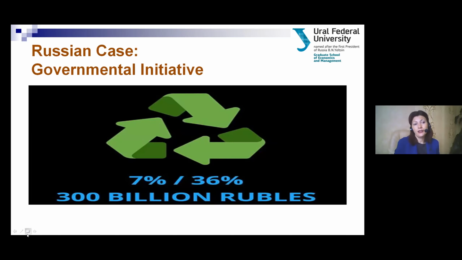Then there are governmental initiatives, there are lots, but I wanted to share with you that right now only 7% of waste is recycled in Russia, but the target of the Russian government is to recycle 36% by 2024. They're going to spend 30 billion rubles on that. That's very important, and that comes as one of the effects of the Paris Agreement, actually. That is why it was mentioned in the very beginning of our lecture.